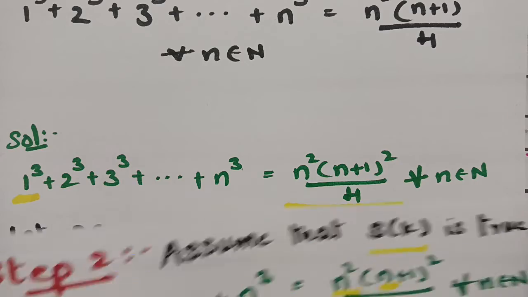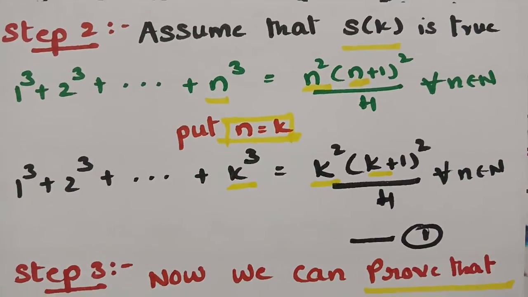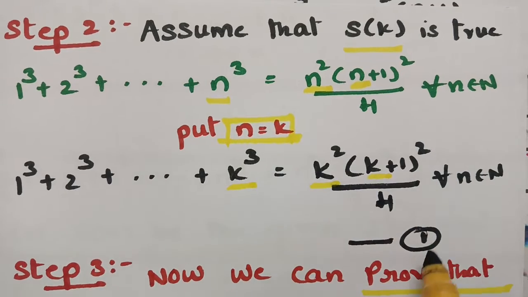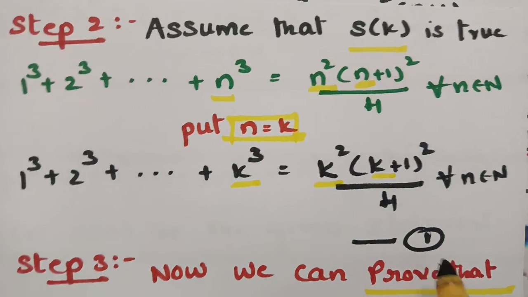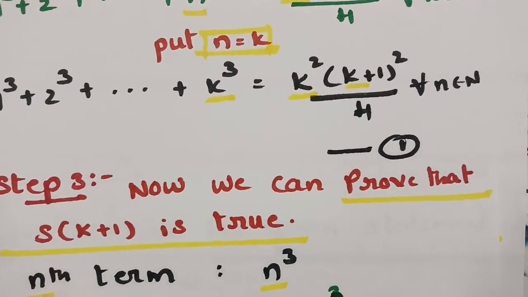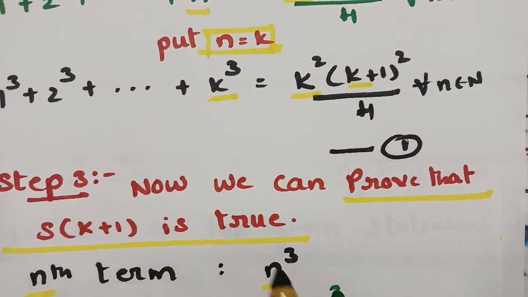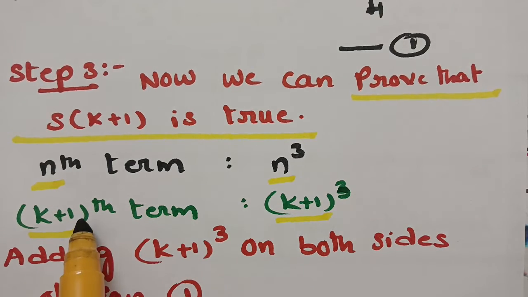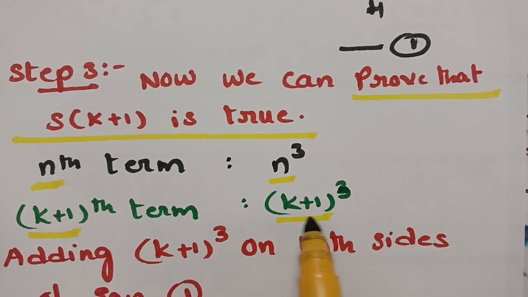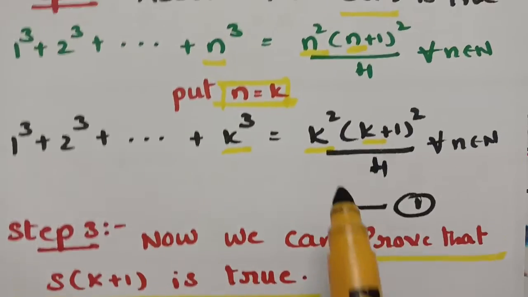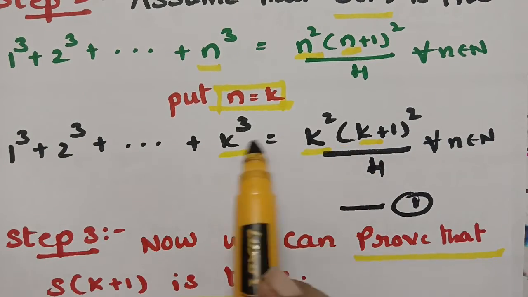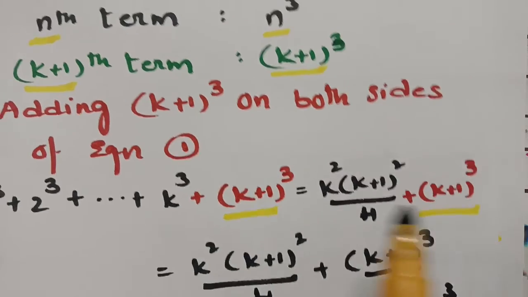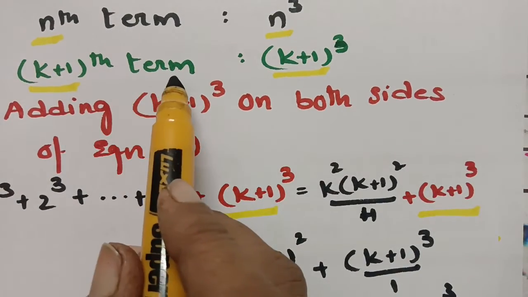And the next step is we have to assume that it is true for n is equal to k. So in this equation, if you keep n is equal to k, consider this equation as equation 1. And in step 3, we have to prove that it is true for n is equal to k plus 1. So here, what is the nth term here? N cube. So in this nth term, we have to keep n is equal to k plus 1. This will be k plus 1 whole cube. So on both sides of this equation 1, we have to add k plus 1 whole cube, as it is the k plus 1th term.